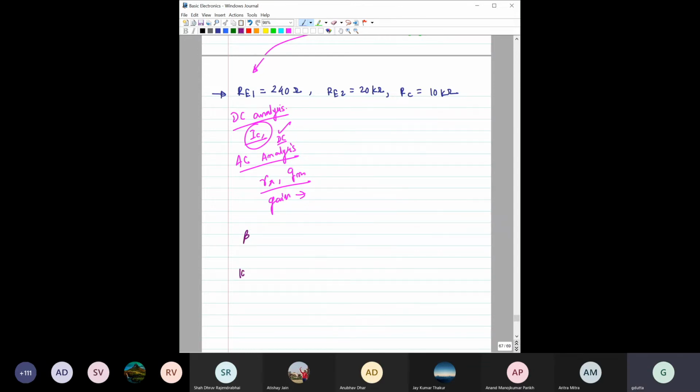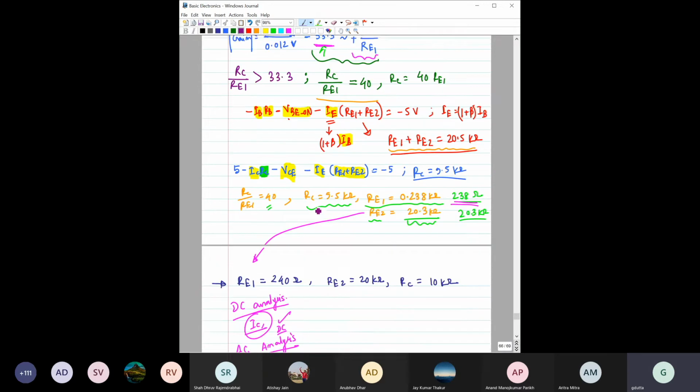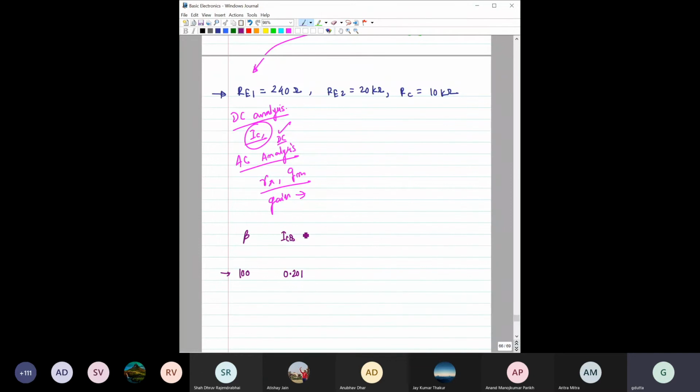Suppose you have done that, and finally we are writing it as this. When this beta was 100, we have considered beta equal to 100, and what we have got is this ICQ. ICQ is around 0.201, whereas ICQ we need is around 0.2 milliamps, right? Okay, again, I think I should write here the units. This is milliamps. So ICQ is 0.201, which is quite close to our expected value, right?